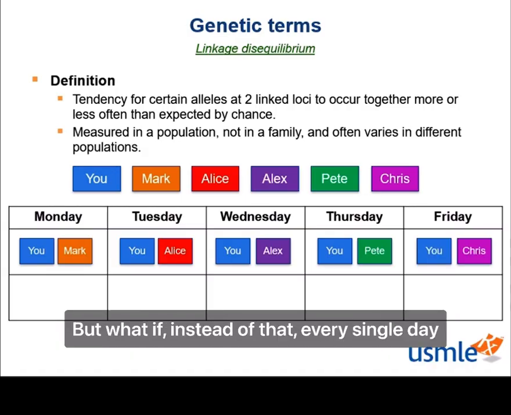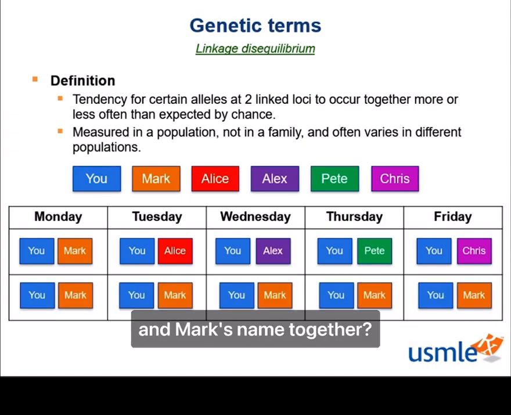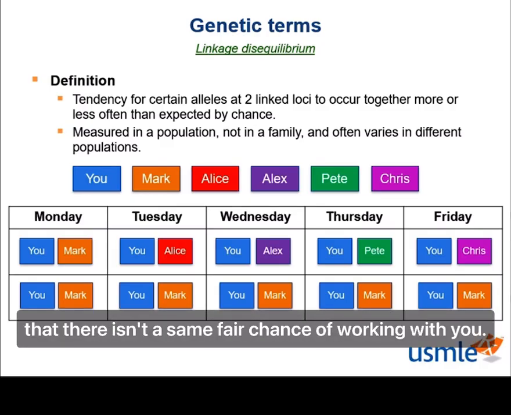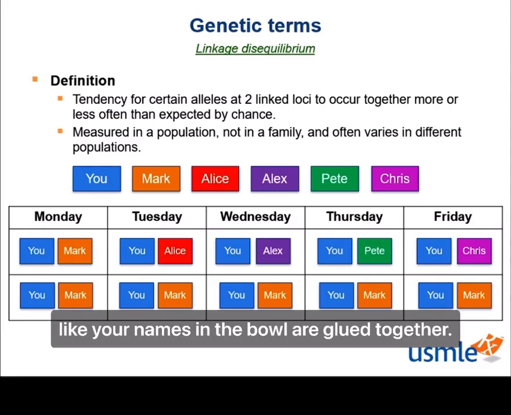But what if, instead of that, every single day, your teacher pulled out your name and Mark's name together? Everyone would get the sense that there isn't a same fair chance of working with you. There's a disequilibrium because it seems like you're linked to Mark, like your names in the bowl are glued together.